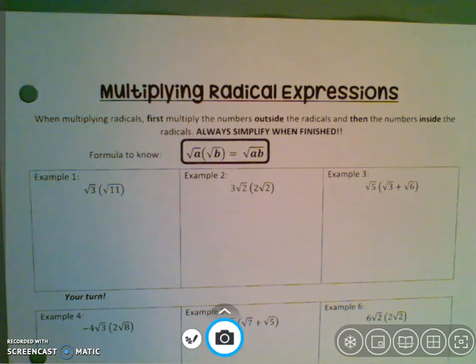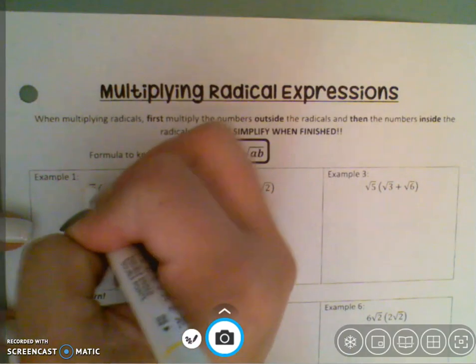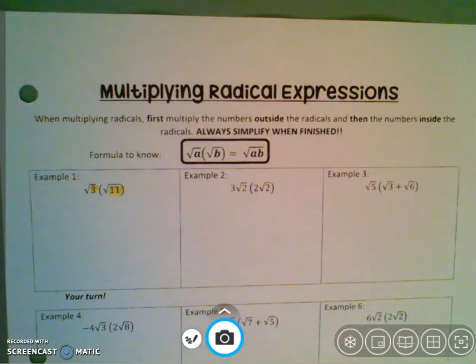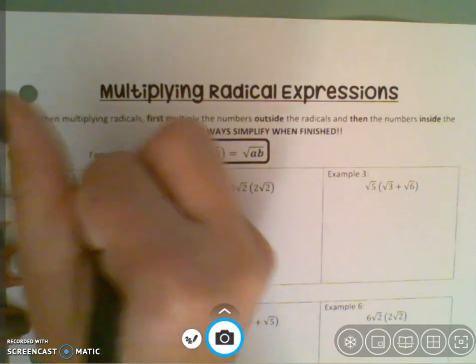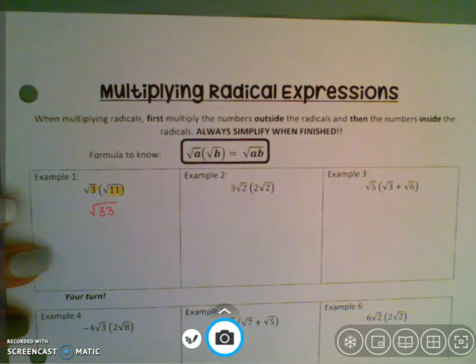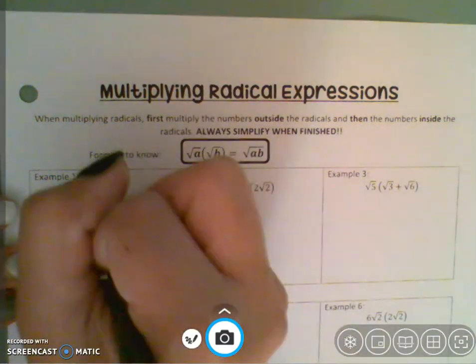So like on example number 1, 3 and 11 are both inside the house. So I'm going to highlight those. So those are both inside. So because they're both inside, you can multiply those together. So that is going to be the square root of 33. And then you're done because 33 doesn't simplify.